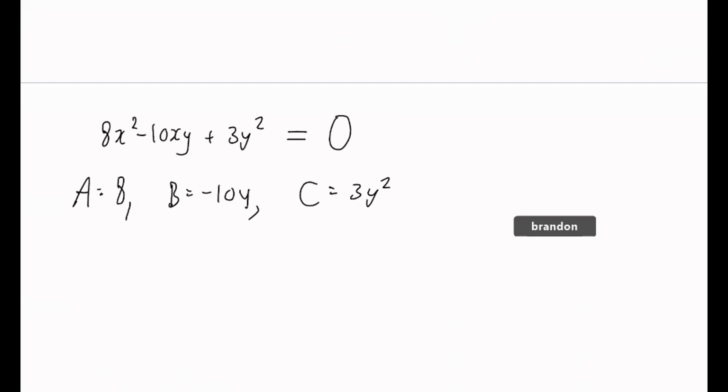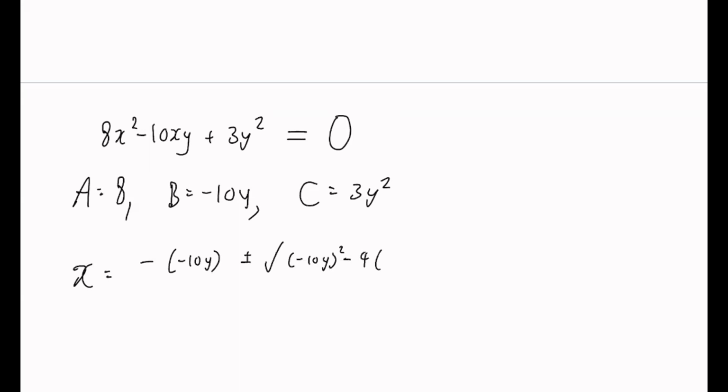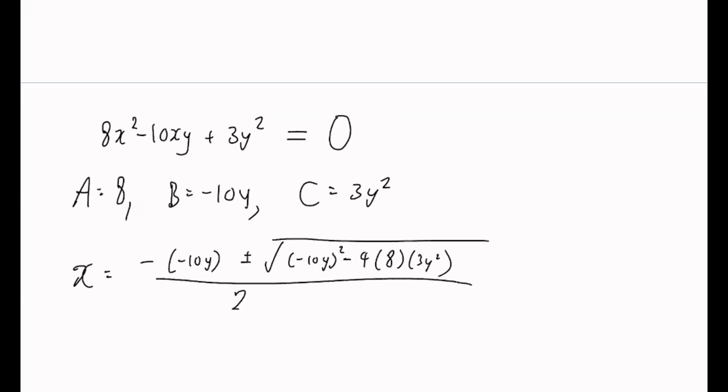You can. Let's see if it works. So we solve for x: negative b, negative y, plus minus the square root of b squared minus 4 times a times c, over 2 times a. This is actually not in A Math because here it involves y already. This is only taught in H2 Math. Okay, solving a quadratic equation where the coefficients involve variables.